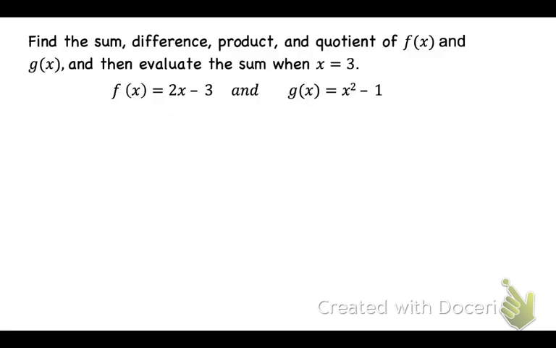So find the sum, difference, product, and quotient. We have f of x is 2x minus 3, g of x is x squared minus 1. So f plus g of x, or just 2x minus 3 plus x squared minus 1. And any like terms we can combine? Okay, so I have x squared plus 2x minus 3. How about 4?